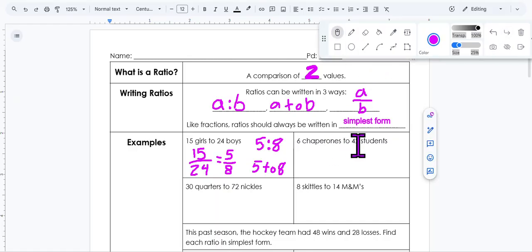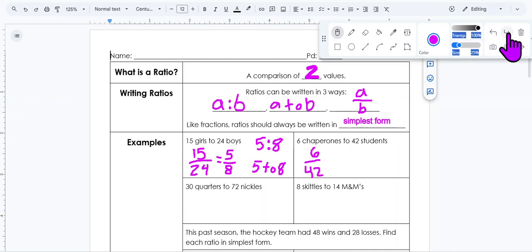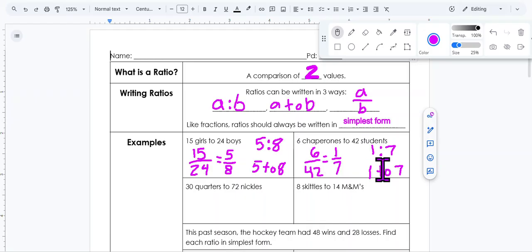All right, our next one says 6 chaperones to 42 students. Okay, so I'm going to start it off as a fraction again. We're going to do 6 chaperones to 42 students. All right, so I can simplify that because 6 and 42 can both be divided by 6. 6 divided by 6 is 1. 42 divided by 6 is 7. So I have a 1 to 7 ratio of chaperones to students. You can write it as 1 colon 7, that means 1 to 7, or like this, 1 over 7.